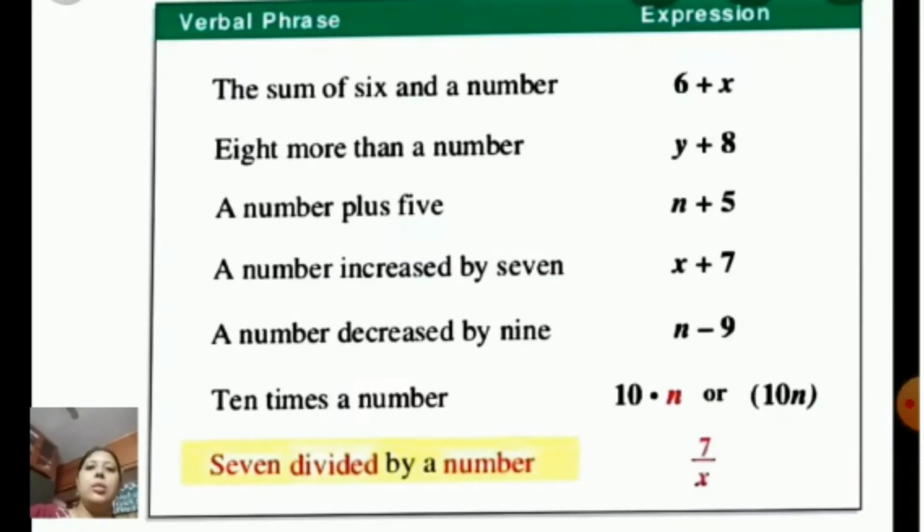A number decreased by 9. For decrease, we use the minus sign, and we say it n minus 9. When we say 10 times, we use the multiplication sign and we write 10 times a number is 10n. So we have to understand how we speak in our general language and then we express it in mathematics. 7 divided by a number, we have a division sign, or we write numerator upon denominator.